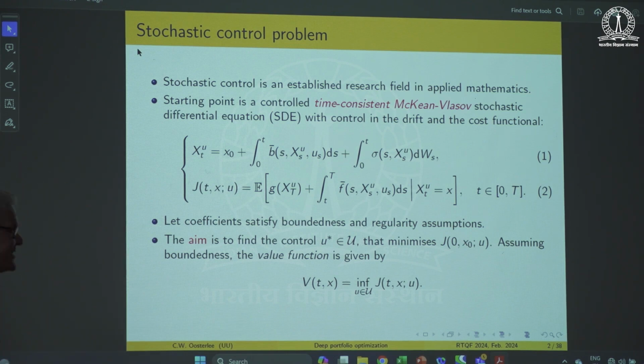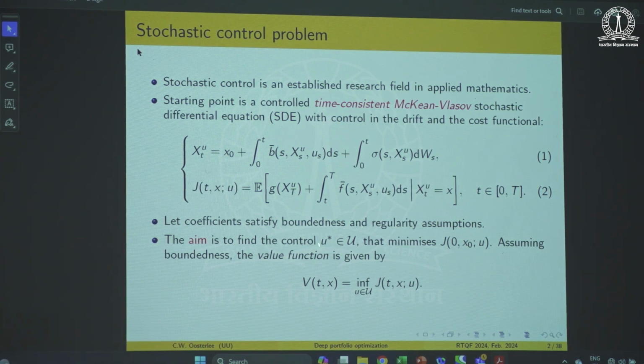So mathematically speaking, let's say all coefficients behave well and satisfy regularity assumptions. Here is this control, and there's no control explicitly here. In our current work, of course, we also develop methodologies where there's a control in the volatility, but that's a little bit more complicated. So that is the next step.